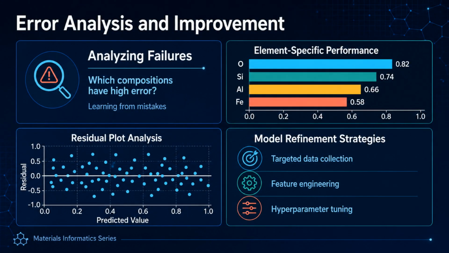Analyze where your model fails. Identify compositions with high prediction errors. Check if certain element types or composition ranges have systematic errors. Use this analysis to improve your model through targeted data augmentation or feature engineering. Learning from failures leads to better predictions.